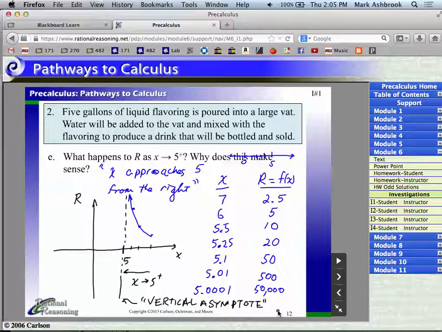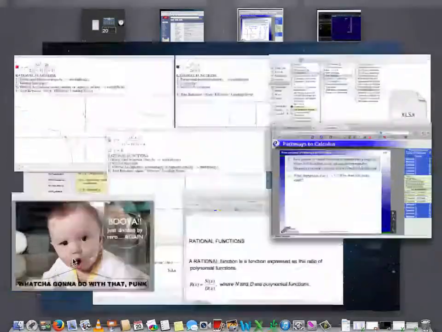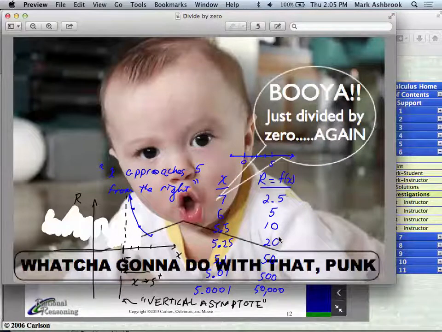There's only 2 people that can divide by 0. Don't you remember from last semester? I can't think of his name. What's the guy from Texas Ranger? Chuck Norris. Chuck Norris can divide by 0, right? And then one other person: my daughter, Emma. She can divide by 0. This is her. She did it more than once. That was last fall. I don't know how many times she's done it since then.